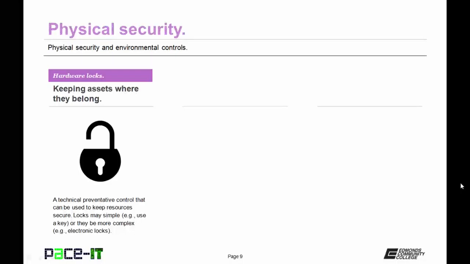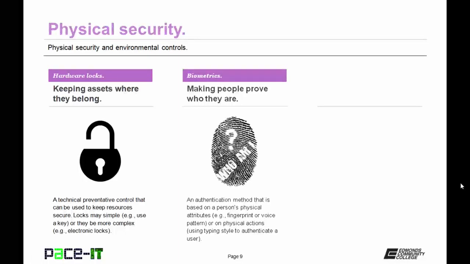It's a technical preventative control that can be used to keep resources secure. The locks may be simple or they may be more complex. Then there are biometrics. This is making people prove who they are. It's an authentication method that is based on a person's physical attributes, as in their fingerprints, retinal patterns, or voice patterns. Biometrics can also involve physical actions, as in using a person's typing style to authenticate who they are.